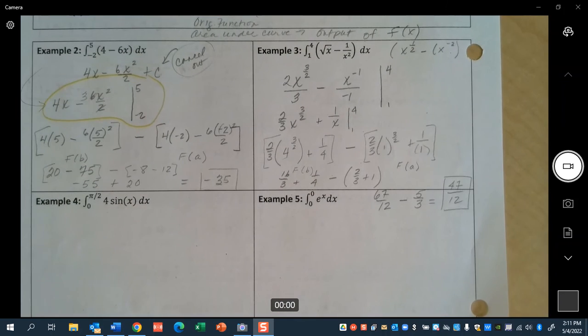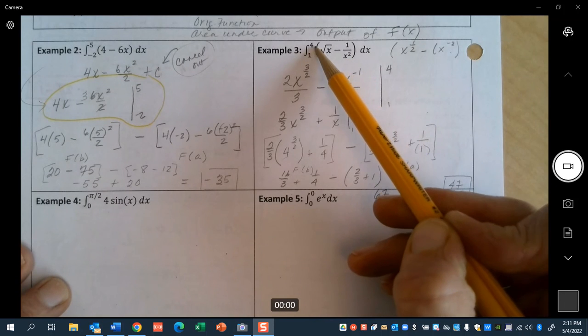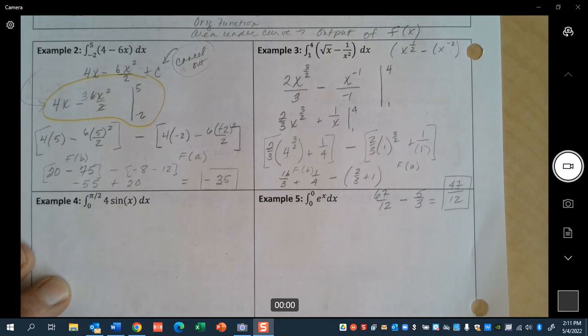And it's important that you know what you're finding. What does that mean? That is the area under this curve of this equation from this to this point. What's the total accumulation? Kind of cool.